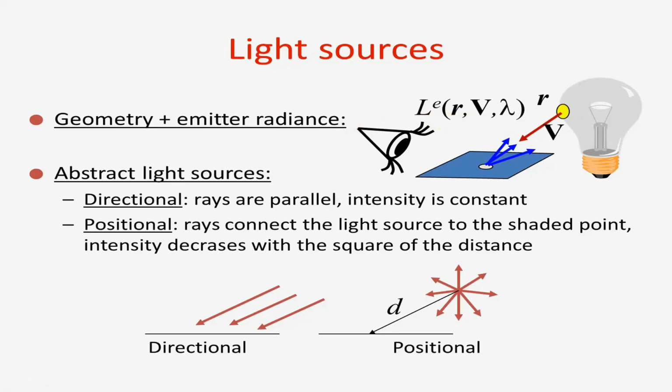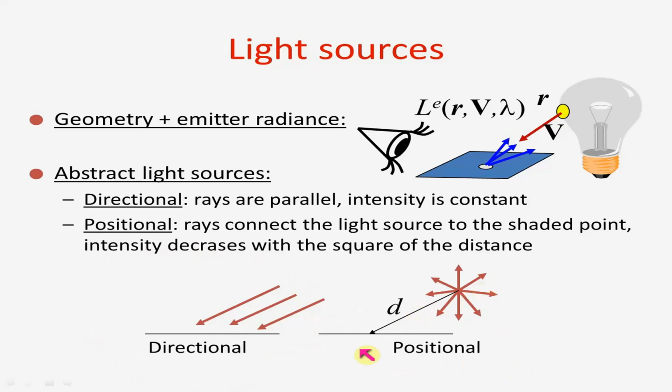Abstract light sources have the property that they can illuminate the surface only from a single direction, so we don't have to integrate. The first model of abstract light sources is the model of directional sources, where the radiance is constant everywhere, and so is the illumination direction. In other words, illumination rays are parallel. Here, on planet Earth, the Sun is a good example for a directional light source.